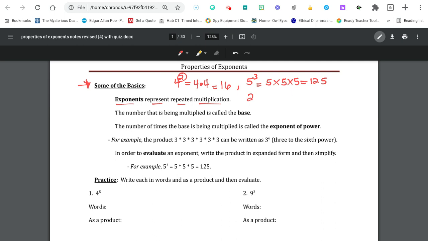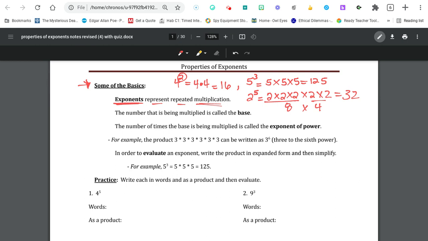Let me give you one more. If I have something like 2, this is read as 2 to the 5th power. That means you're going to multiply that 2 out 5 times: 1, 2, 3, 4, 5. And I will tell you it will equal 32, because 2 times 2 times 2 is 8, 2 times 2 is 4, and 8 times 4 is 32. So 2 to the 5th power is 32. Again, exponents represent repeated multiplication.